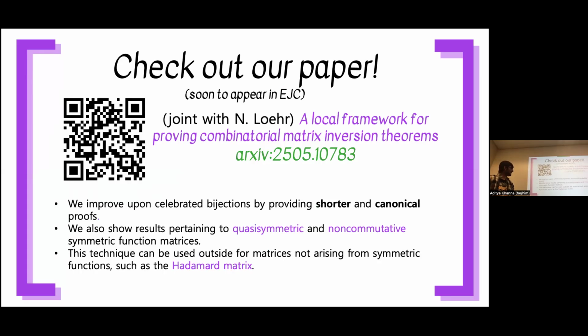So there are some other things that you can do. If you care about quasi-symmetric functions or non-commutative symmetric functions, these are really good for that because compositions are really involved in those kinds of functions. Our proofs are, in a sense, canonical because at each step, when we reach that point, we had no other choice but to do that step. So we do improve upon a lot of known bijections.